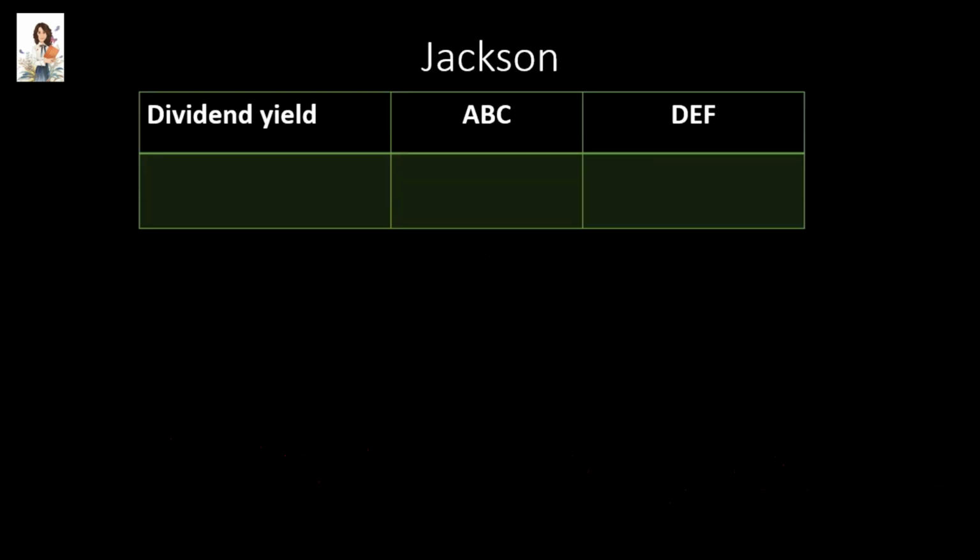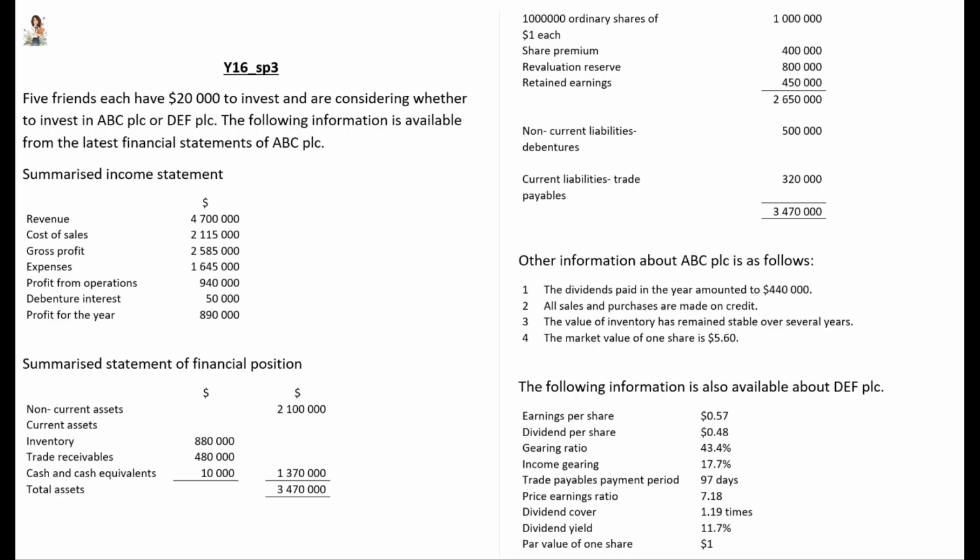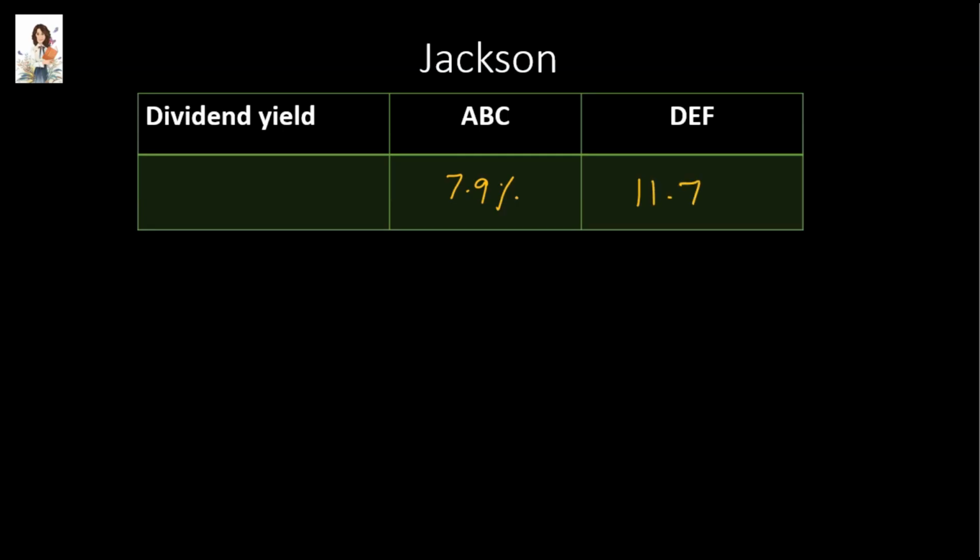We already know that ABC PLC's dividend yield ratio is 7.9%. We computed it in part A. Let us find out DEF PLC's dividend yield ratio from the question. DEF PLC has a dividend yield ratio of 11.7%. So that's 11.7% under DEF.